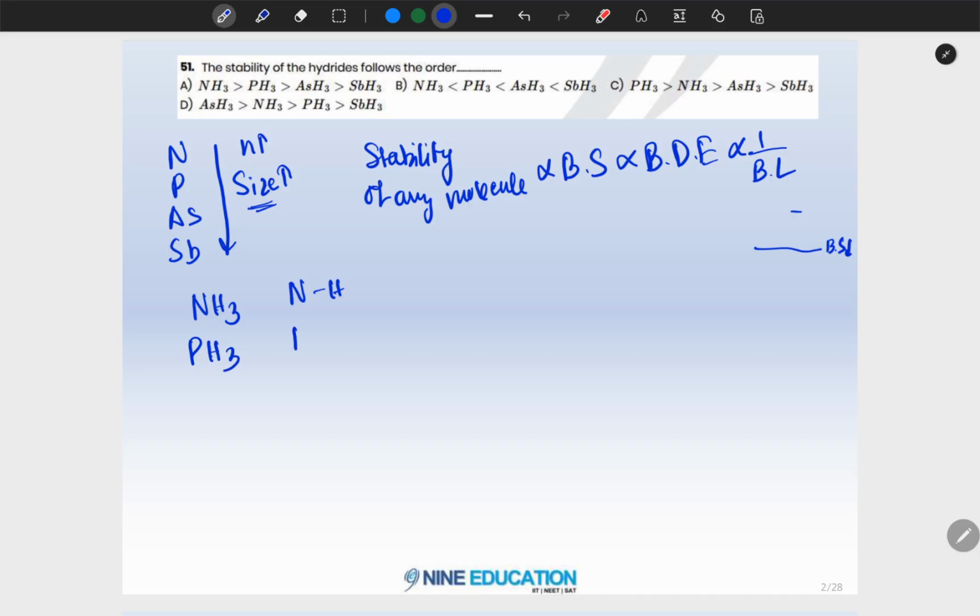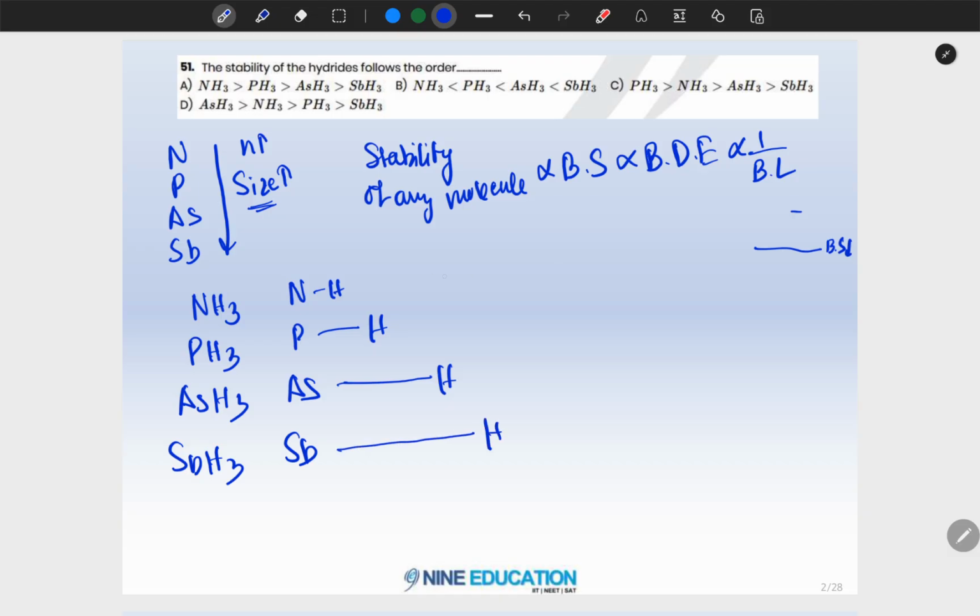In PH3, there is a P-H bond. In AsH3, an As-H bond is present, and in SbH3, an Sb-H bond is present. So nitrogen belongs to principal quantum number 2, the second period, phosphorus belongs to the third period, arsenic belongs to the fourth period, and antimony belongs to the fifth period. So down a group, because of increase in the value of principal quantum number, size will increase.